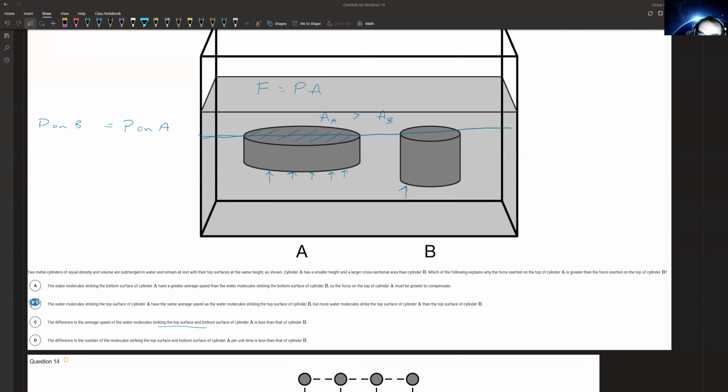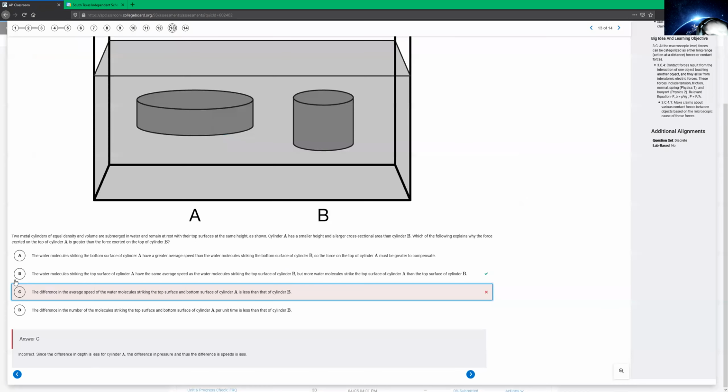Here, let me show you. New share, and then, okay. So the difference in the average speed of the water molecules striking the top surface and the bottom surface of cylinder A is less than that of cylinder B. And then what do they say? The difference in depth is less for cylinder A. So the difference in pressure and thus the difference in speeds is less.